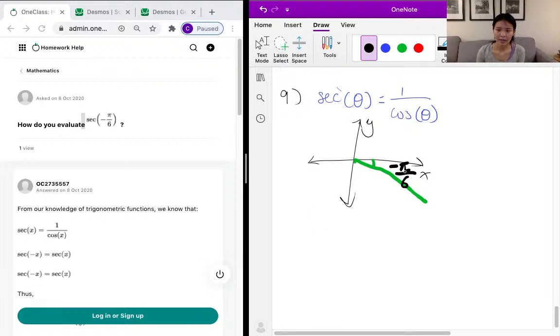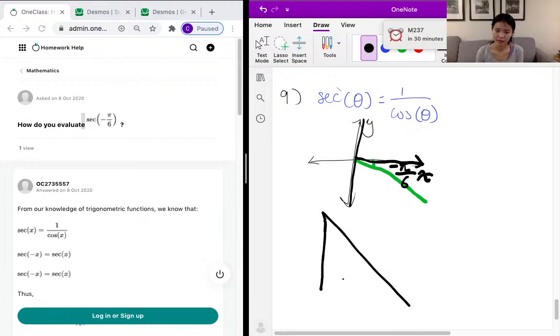So our reference angle is pi over 6, and over here, because it's on the right hand side of the y-axis, the x value is actually positive. In the circle, the x values have the same signs as the cosine values, so we know that our cosine is positive. Since secant is 1 over cosine, our secant is also positive.